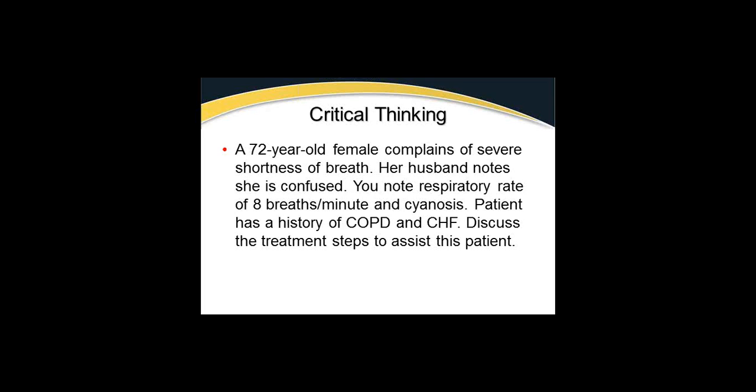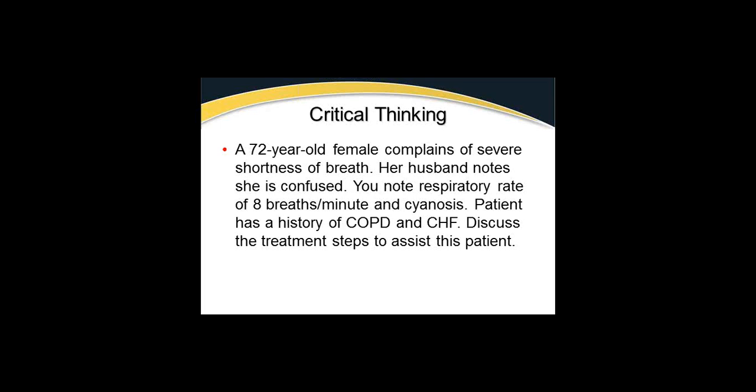Your critical thinking: you have a 72-year-old female who complains of severe shortness of breath. Her husband notes that she is confused. You note her respiratory rate is 8 per minute. She is cyanotic. The patient has a history of COPD and CHF. So what are some of the treatment steps that you would do for this patient?